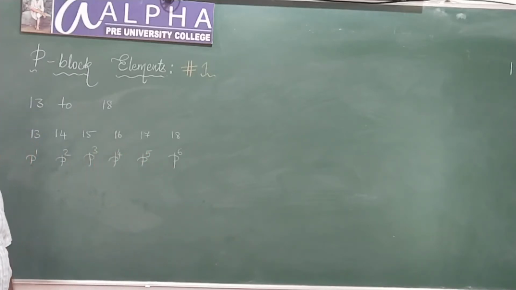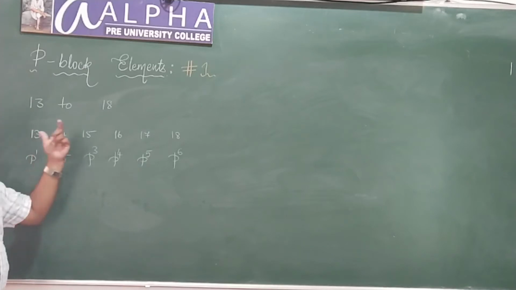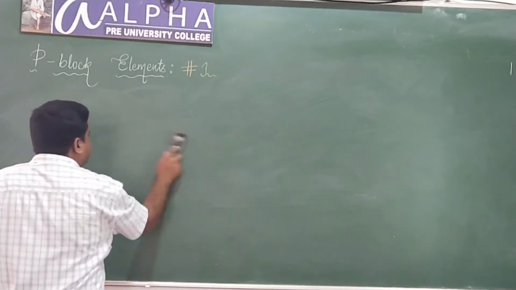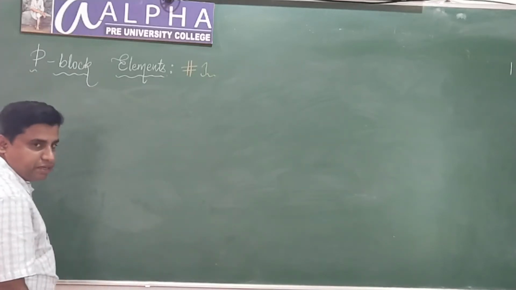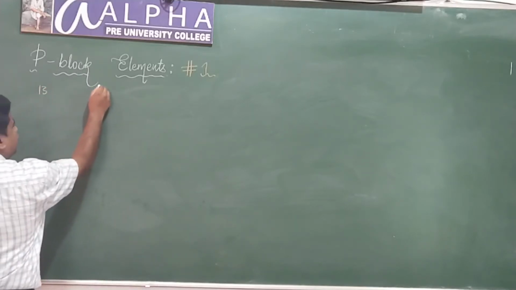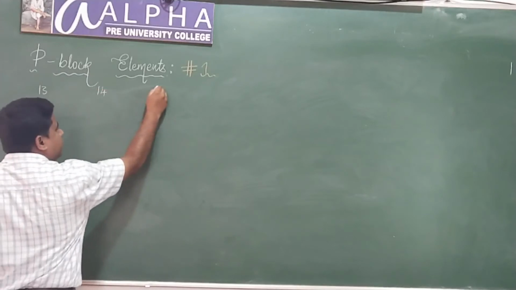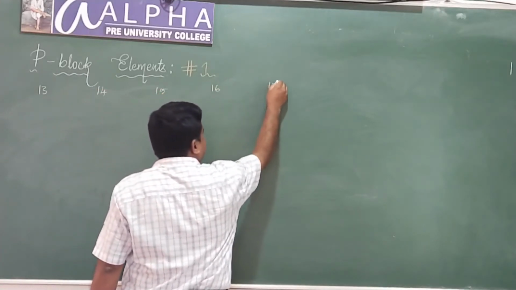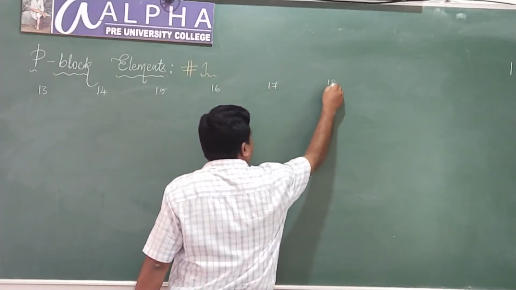Now let us write all the elements from group 13 to group 18. Shall we write all the elements? Everybody? Yes. From group 13 to group 18, please remember this. Group 13, group 14, group 15, group 16, group 17, and group 18.